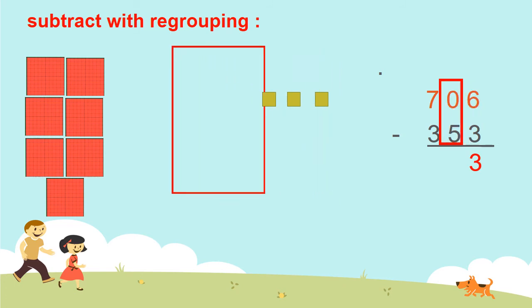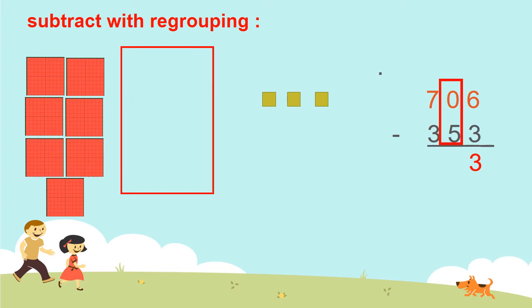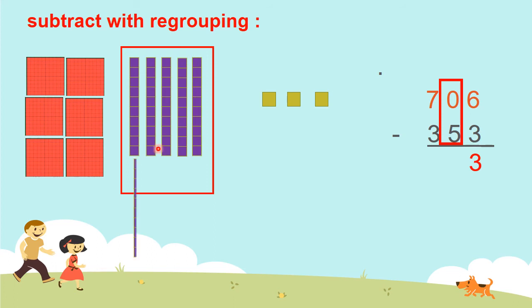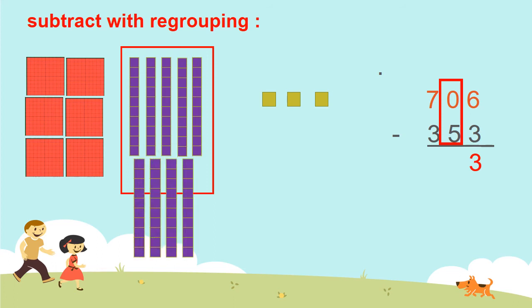Now let's go to the tens. I don't have any tens, and I want to take 5. Can I take 5? I can't. What shall I do? I will go to the hundreds. Take 1 hundred and change it with 10 tens. Now I have 10 tens instead of the 100 that I had. Now the 100 became 6, and the tens became 10, because I didn't have any.